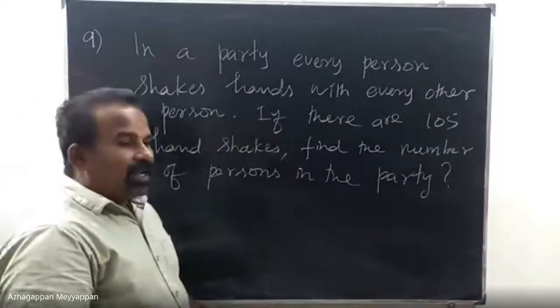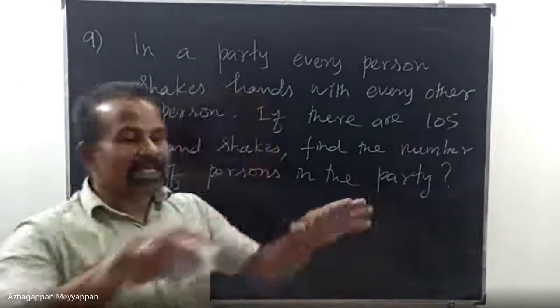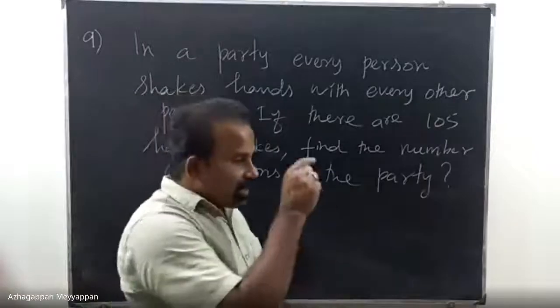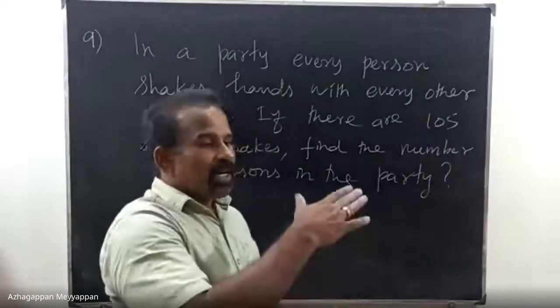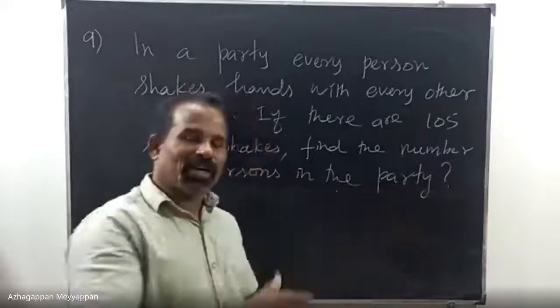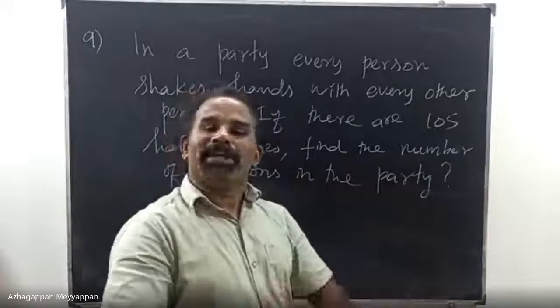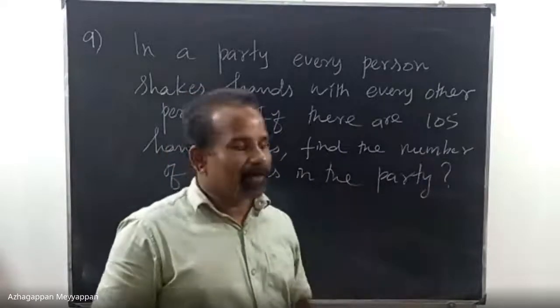Here, in general, suppose we are attending a party. There are 10 members. Each member shakes hands with others. How many handshakes will take place? This is question number 1.